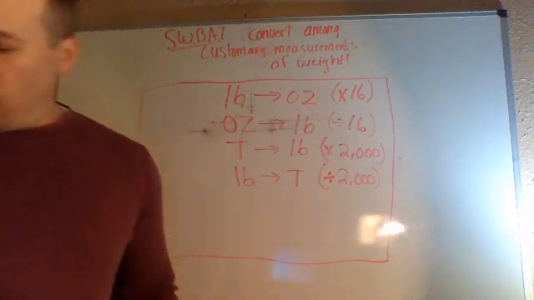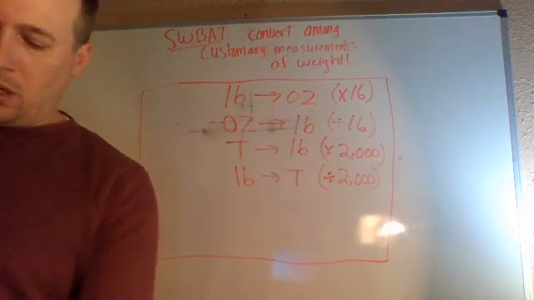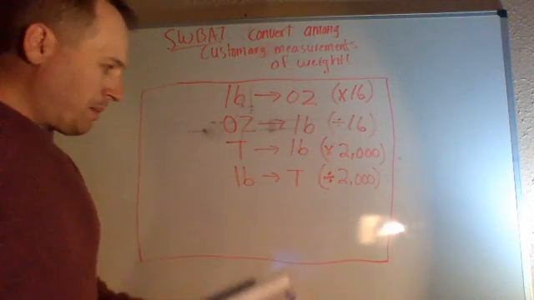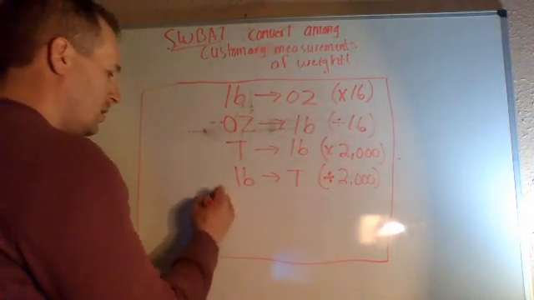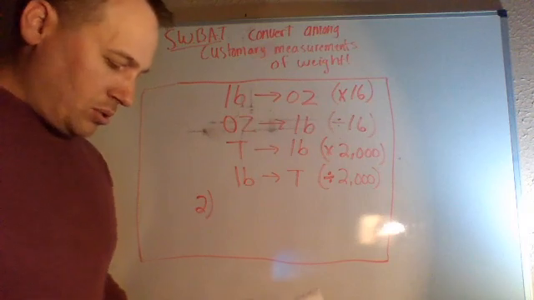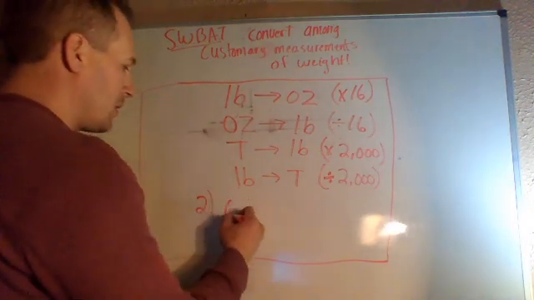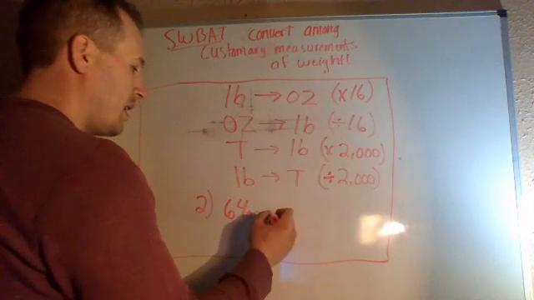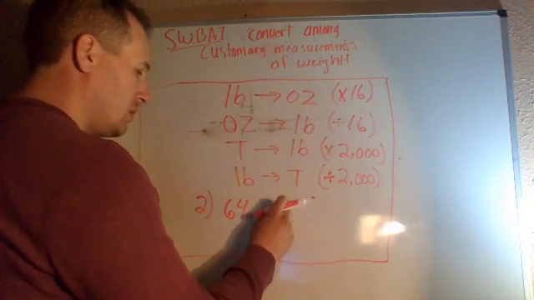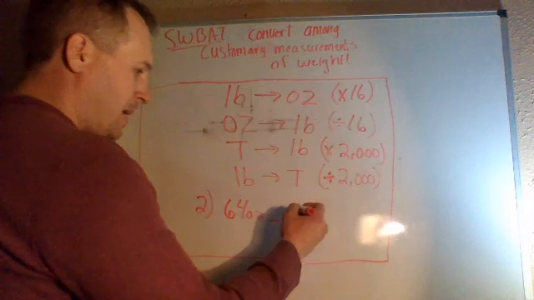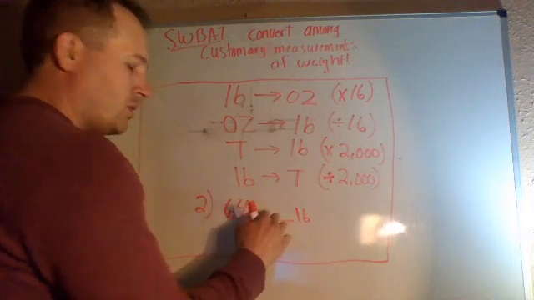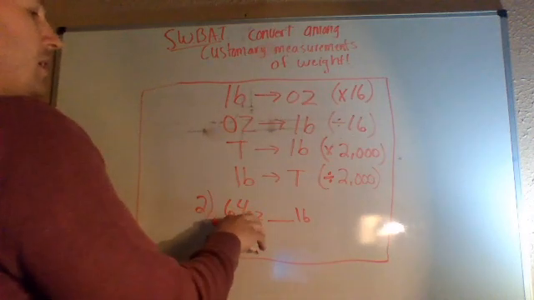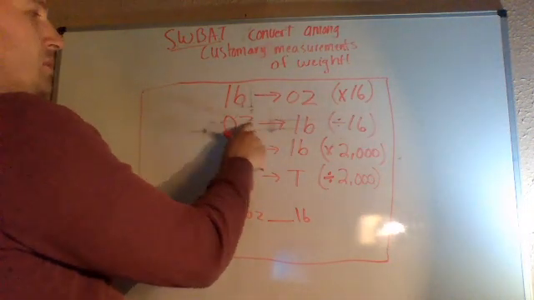So let's take a look. If we look at page 249 in our books, problem number 2 asks you to go from 64 ounces, and it's wanting you to go to what? Pounds. So all we got to do is look at our sheet. Ounces to pounds is up here. Ounces to pounds is this one.